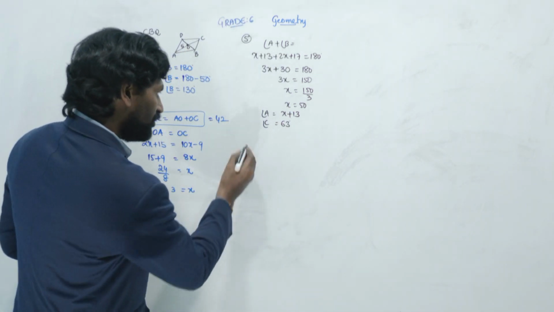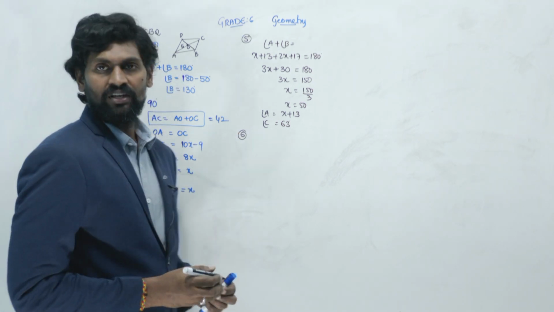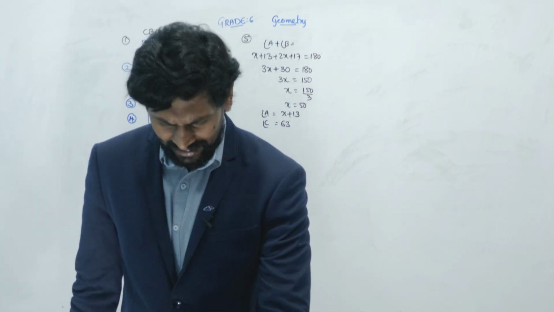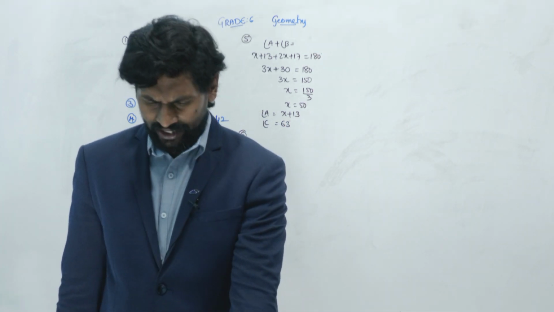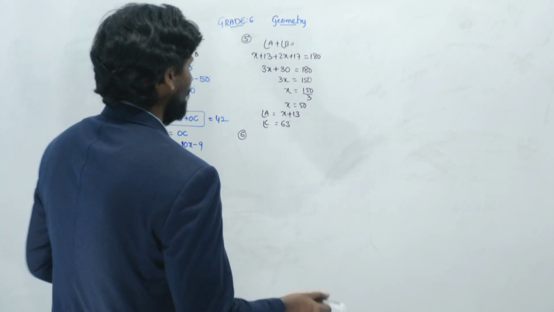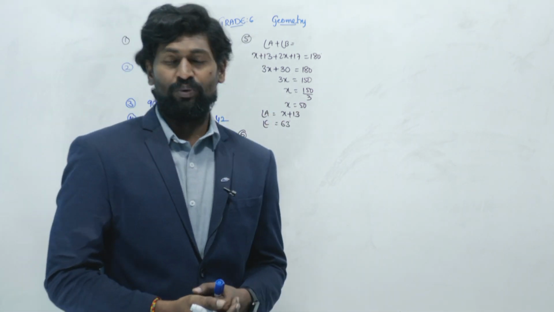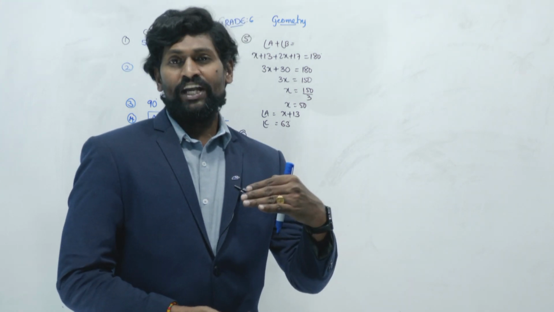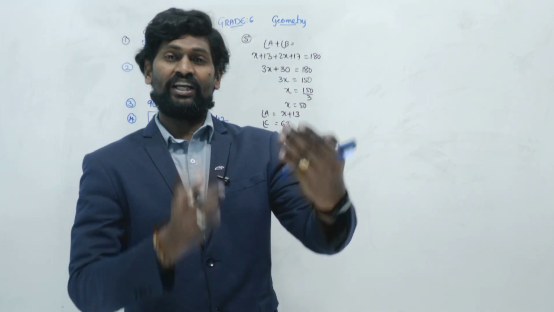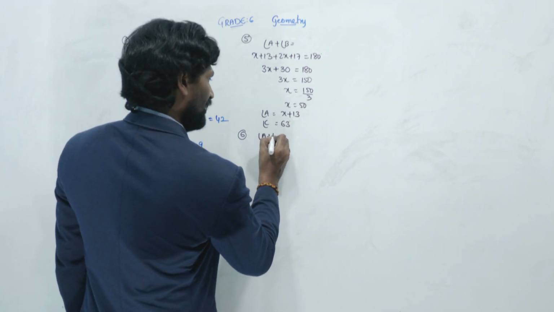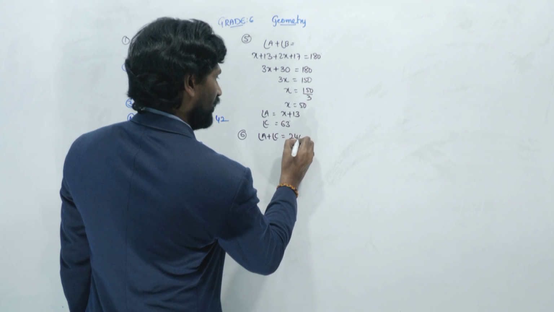Coming to question number 6. The sixth problem: ABCD is a parallelogram, angle A equals 120 degrees. Find angle B plus angle D. According to the parallelogram property, opposite angles are equal. So angle A is 120, angle C is also 120. 120 plus 120 is 240. So angle A plus angle C is equal to 240.